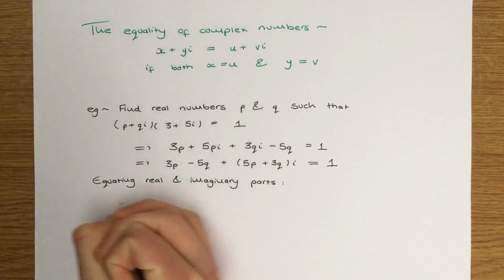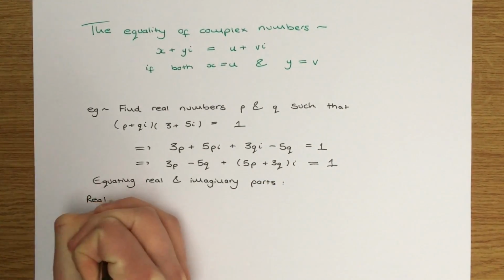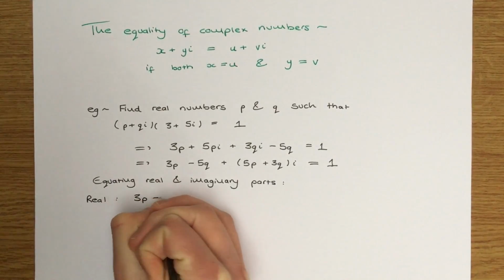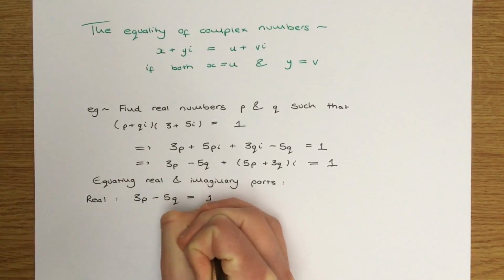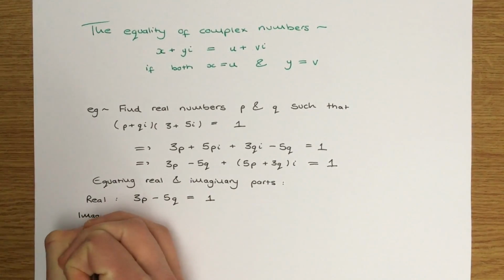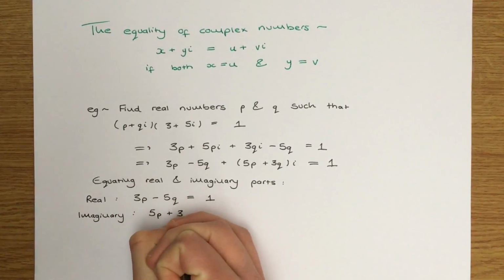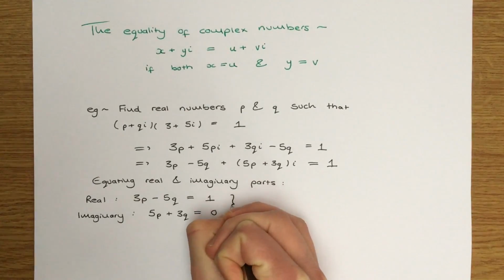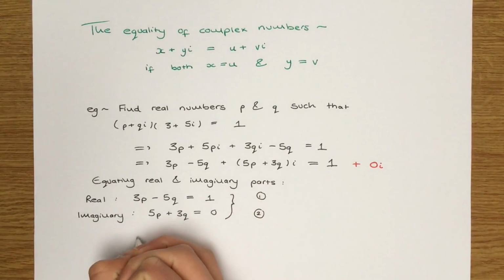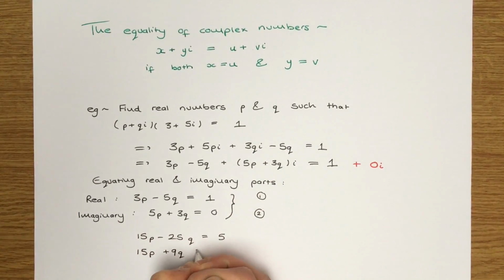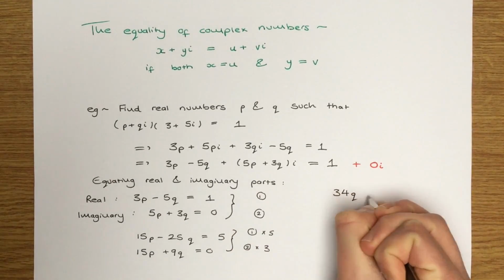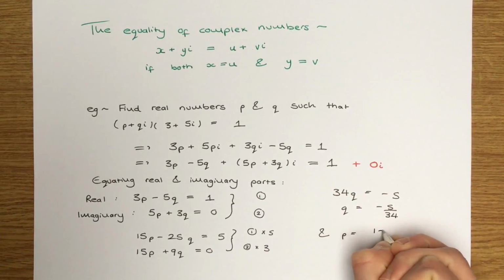Equating the real parts gives me the equation 3p minus 5q equals 1, and equating the imaginary parts gives me the equation 5p add 3q equals 0, because you can think of 1 as 1 add 0i. So now I've got two equations and two unknowns. I can solve these simultaneously to find out that q is equal to minus 5 over 34 and p is 3 over 34.